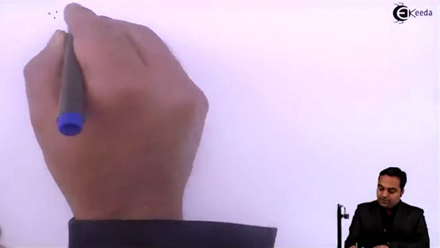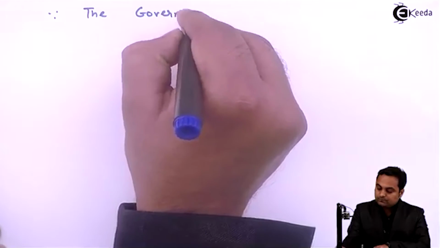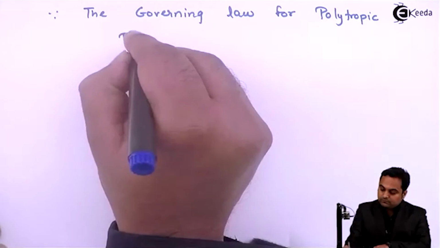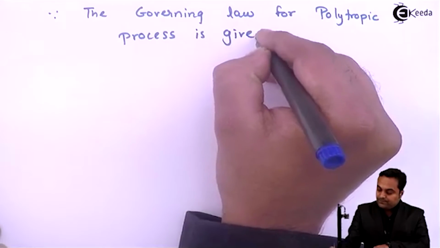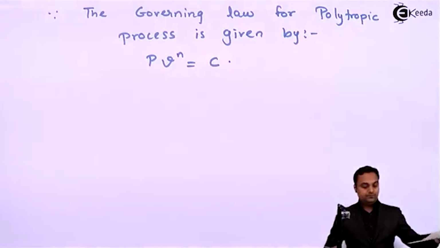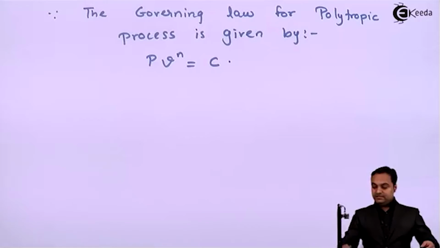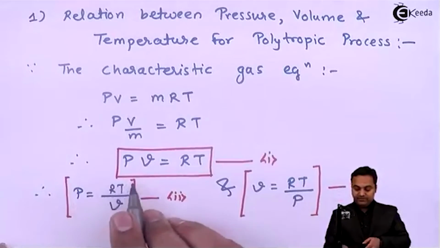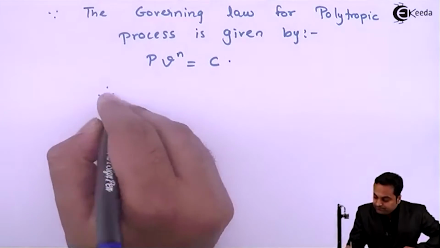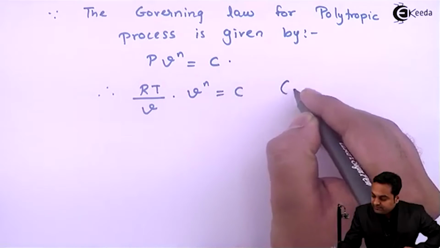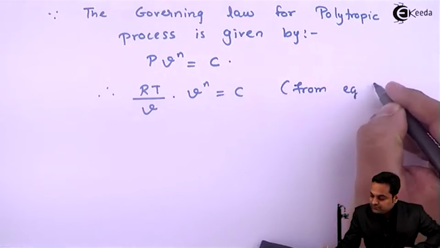Next, after reaching this stage, since the governing law for polytropic process is given by PV^n = constant, here in this governing law I'll first put the value of pressure. Pressure is RT upon V, from equation 2. Therefore RT upon V into V^n is equal to constant. This is from equation 2.